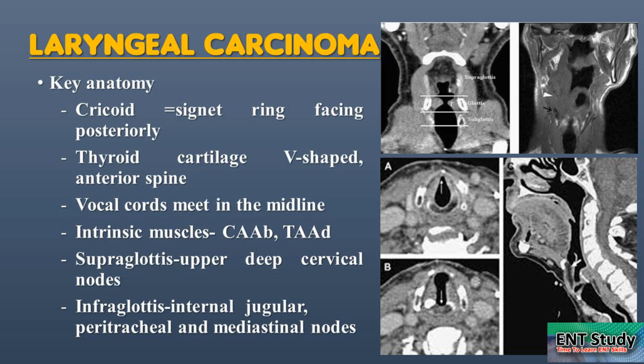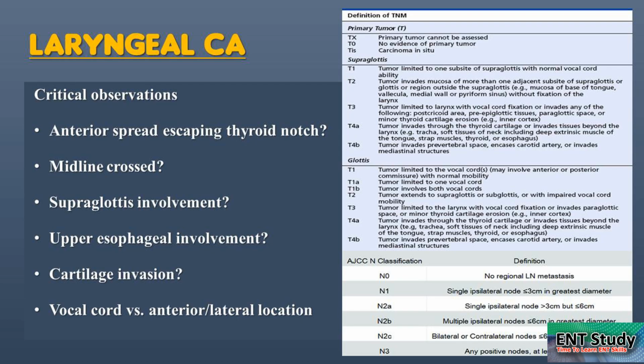So infraglottic goes to the peritracheal, then the level 6 or 7 lymph nodes in the lower half of the neck, and they become enlarged earlier. So this is again a point that may help you in looking.